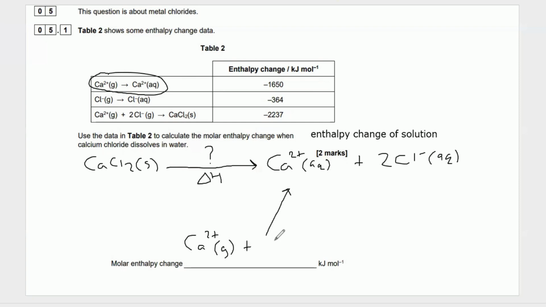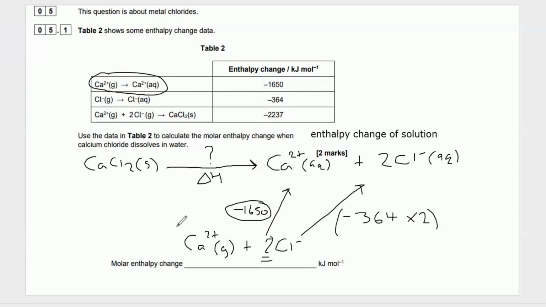Now we know the arrows go up. You just follow the arrows as they are in the table, so you create the arrows like they are in the table once you've set out your equation at the top for dissolving calcium chloride. We have to remember there are 2 chloride ions, and the data in the table doesn't have a 2 in front of it. It's only per mole, for 1 chloride ion. So we need to times minus 364 by 2. Now we've set that data out, lovely jubbly. We'll circle that there.